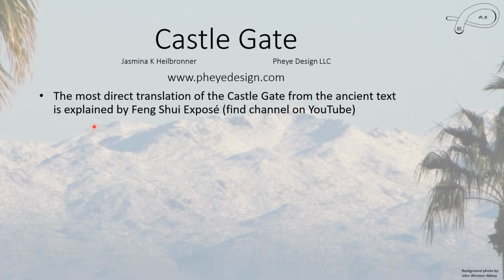The most direct translation I have seen of the castlegate from the ancient texts is explained by a young gentleman who has a YouTube channel called Feng Shui Expose, and you can find it by searching for that on YouTube. And he interprets it as straightforwardly as he can. In this case, it involves moving the door to the location, that sector, where the water is located. It does use the natal chart of the house, so it stays in place, and that's good.